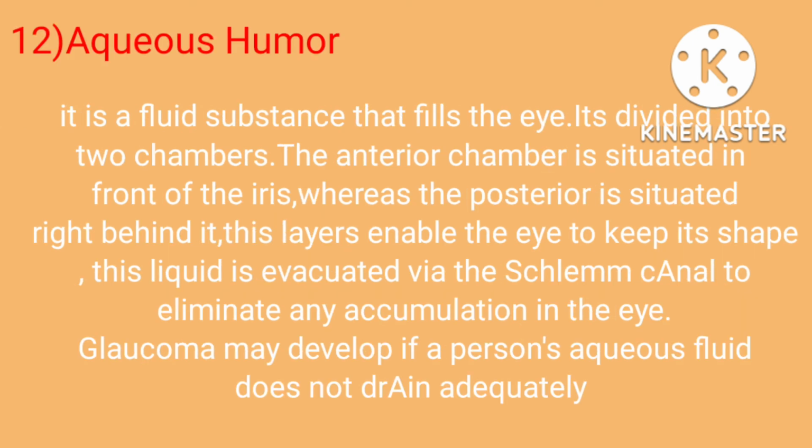Number 12. Aqueous humor. It is a fluid substance that fills the eye. It is divided into chambers. The anterior chamber is situated in front of the iris, whereas the posterior is situated right behind it. These layers enable the eye to keep its shape. The liquid is evacuated by the canal to eliminate any accumulation in the eye. Glaucoma may develop if a person's aqueous fluid does not drain adequately.